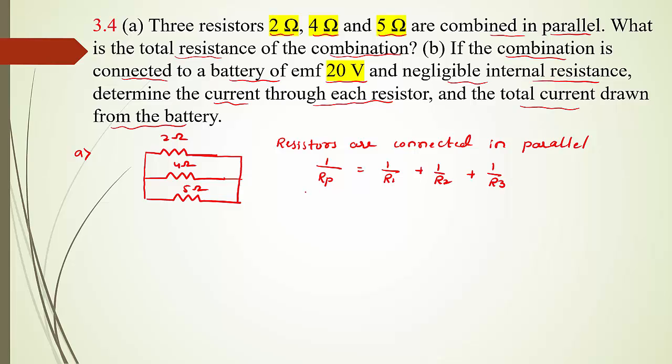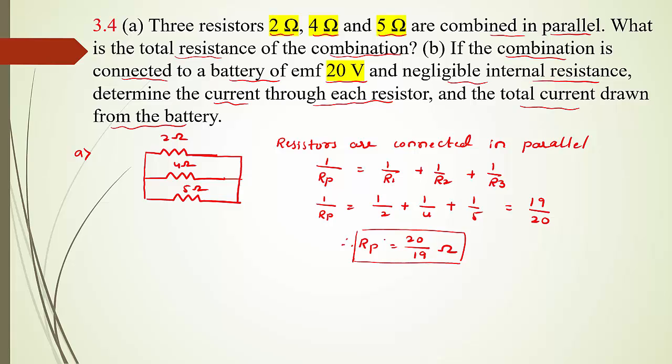Easily you can calculate the values. 1 by Rp equal to 1 divided by 2 plus 1 by 4 plus 1 divided by 5. You can take the LCM, you will get the answer 19 by 20. So Rp equal to how much? 20 divided by 19 ohm. This is for parallel combination of three resistors.